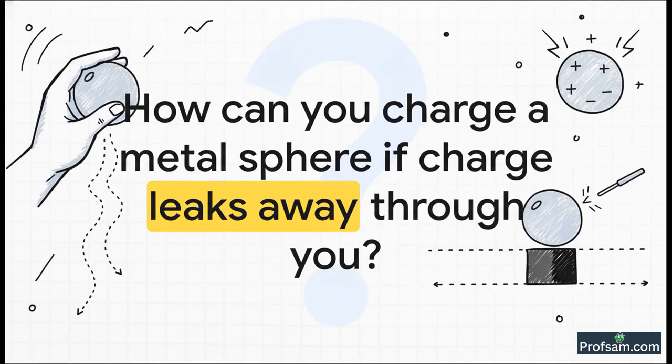And to finish, I'm going to leave you with a little question to think about. We just established that if you hold a conductor, like a metal sphere, and you try to charge it, the charge will just flow away through your body, right? So, how do scientists in labs manage to put charge on a metal sphere and actually make it stay there? What's the trick? Think about that, and we'll explore the answer in our next experiment.